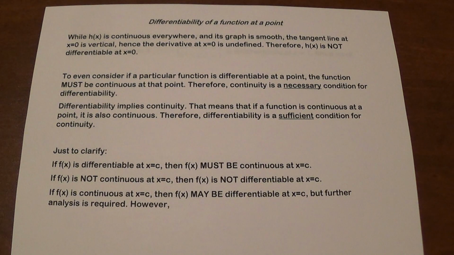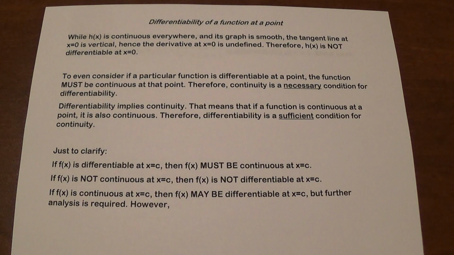Some important stuff. So the function, first of all, needs to be continuous everywhere, and we're talking about h of x, so the function is continuous everywhere, the graph is smooth, the tangent line is vertical, so that's why the slope is undefined. But first of all, in order to even consider a function for differentiability, it must be continuous. We talked about this earlier. The function must be continuous to even get into the discussion of differentiability. So continuity is what they call a necessary condition for differentiability.